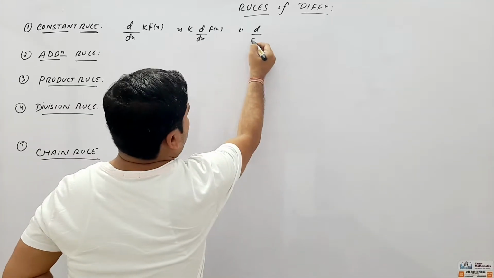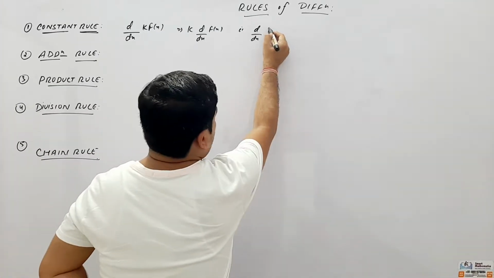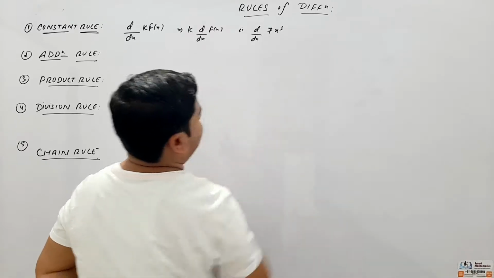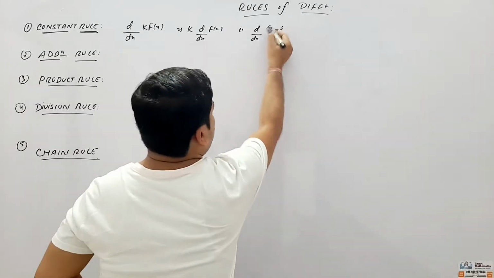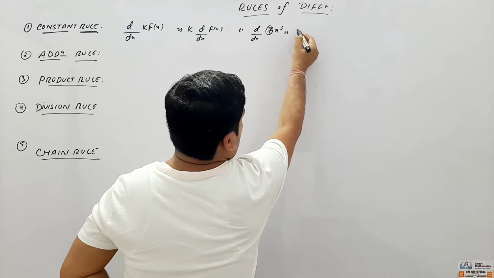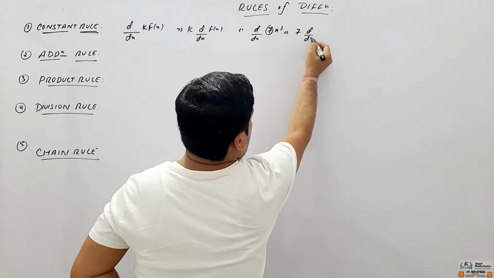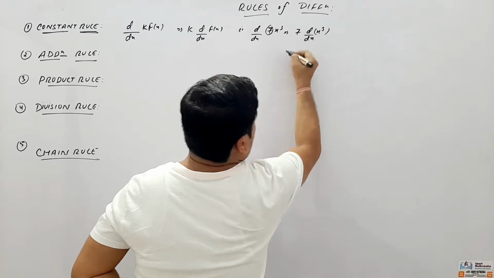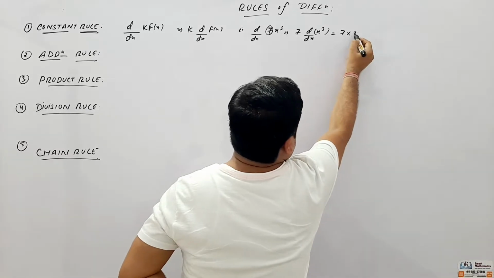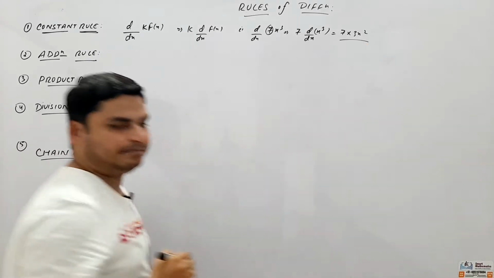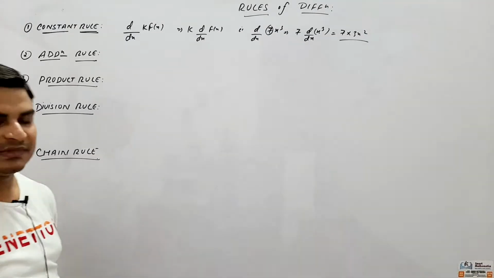For example, dy/dx of, suppose, 7x cube. Fine. So here 7 is our constant. The rule says 7 comes outside and we have to differentiate x cube. That will give you 7 times 3x squared. That's it. This is called the constant rule. It's a very easy one.